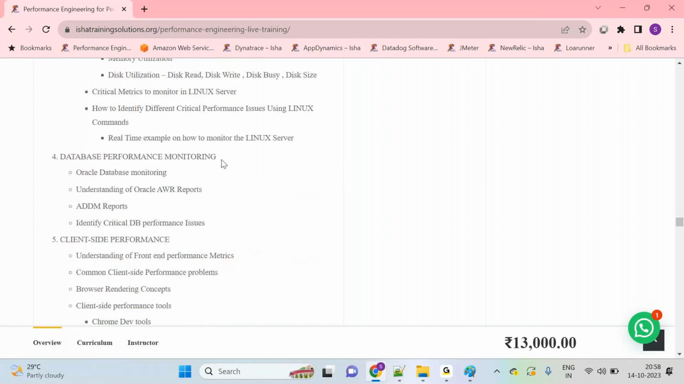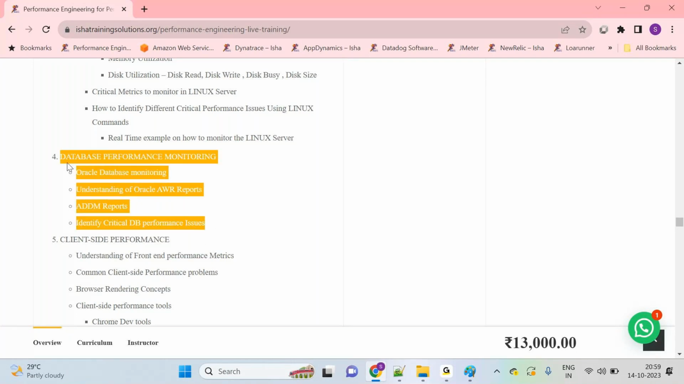So the first layer is Java, the second is infrastructure, and the third is database level monitoring. In that we are going to learn about Oracle database monitoring: AWR reports, ADDM reports, the Automatic Workload Repository. During interviews they will definitely ask questions on AWR reports, ADDM reports, ASH reports, all those things. So that level we are going to learn about database monitoring.